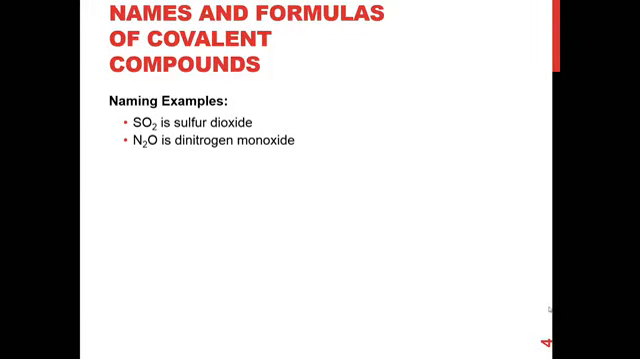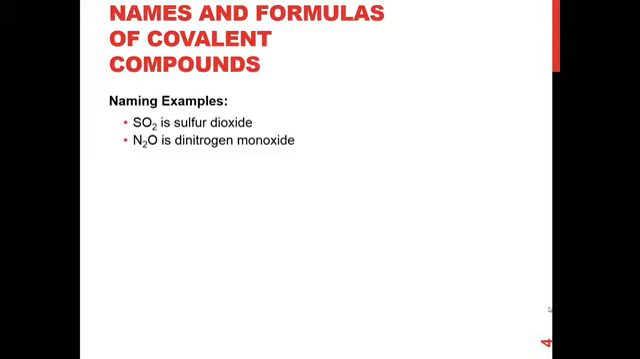SO2, for example, has 1 sulfur and 2 oxygens. The sulfur is simply named using the element name. Oxygen, the first syllable is ox. We add IDE, so SO2 is sulfur dioxide.